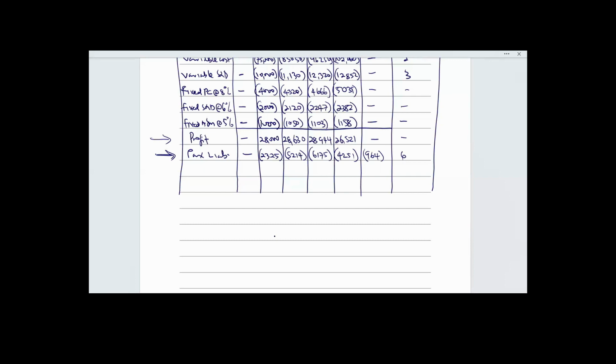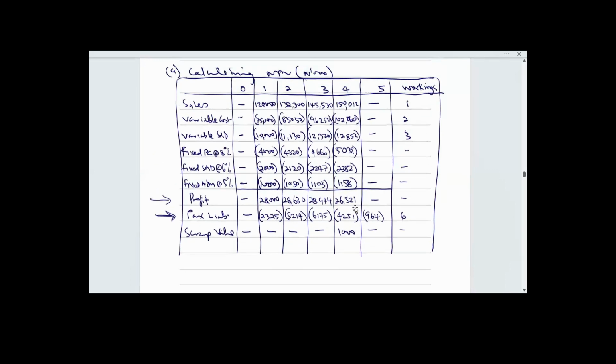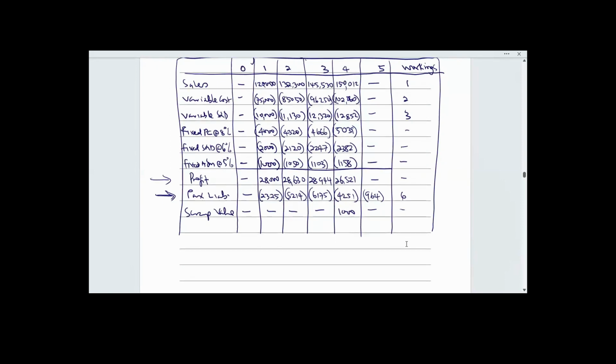The next thing will be scrap value. Scrap value is 1,000. It is possible a student can make a mistake, because the examiner has told us that 50% should be paid in the 5th year. Our tax has extended to the 5th year. A student can make a mistake on scrap value and put it in the final year. The final year for this project is year 4. It's because of tax that we are extending to year 5.